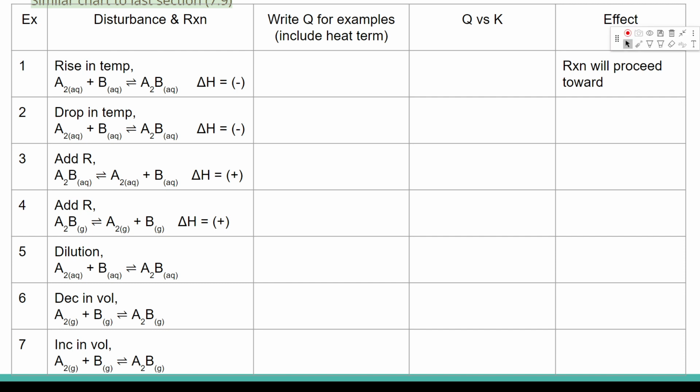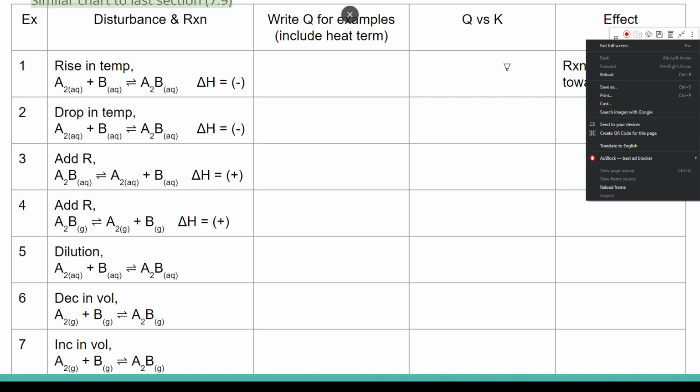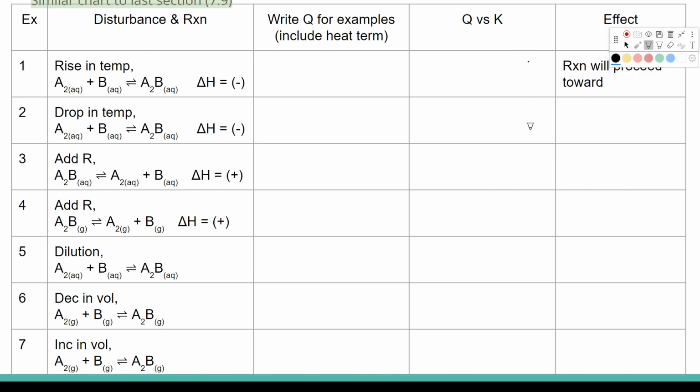Okay, so we're going to talk about each of these. And as I wrote here, it says include the heat term. As a reminder, the heat term is not part of Q. We just use it so it's easy to notice, right? And so we're going to go ahead and start doing it. So Q. I'm going to write the Q for this. So Q equals [B] over [A], because it's products over reactants.